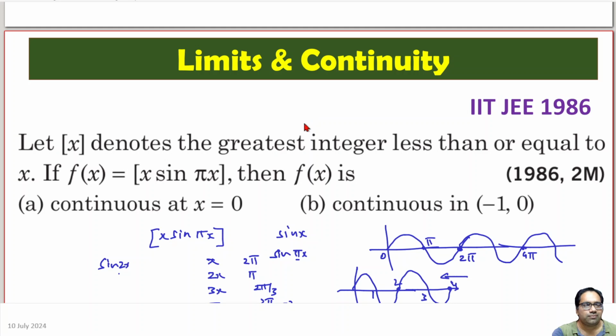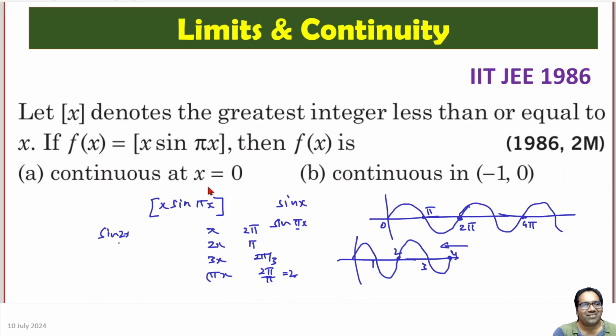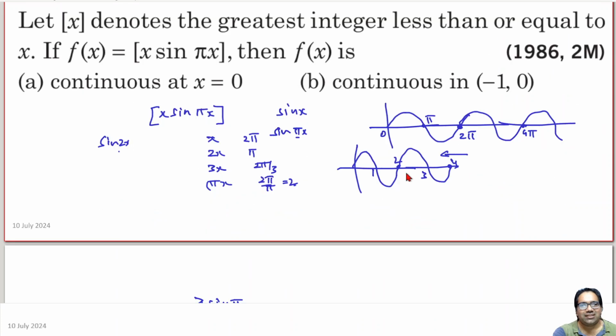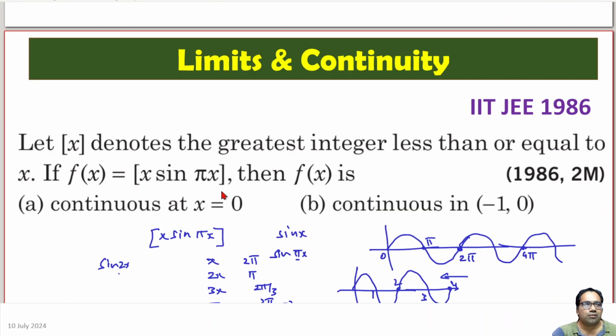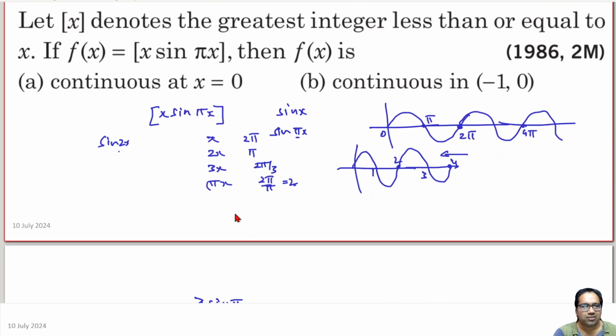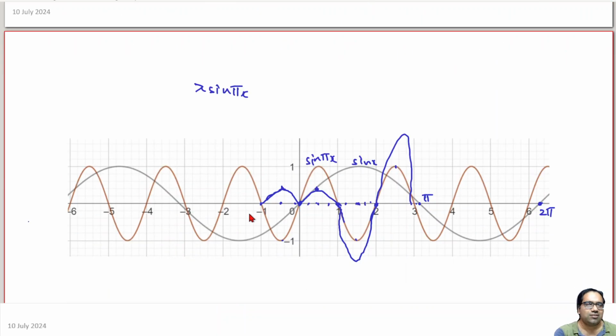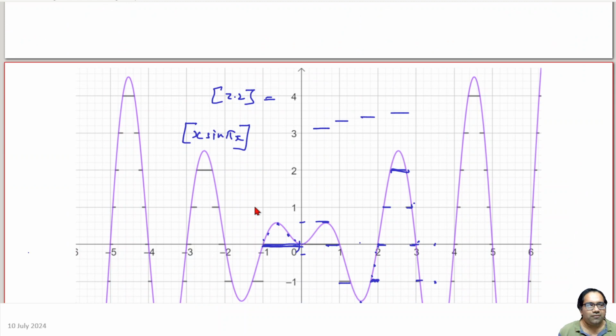Okay, so now the question was actually much simpler. We didn't need to analyze the entire graph of the entire function. You are just asked whether it is continuous at x equal to 0 and between -1 and 0. Right, both are open brackets. We have figured out that at x equal to 0, obviously both sides it is 0, right? This black one, the greatest integer function of this function at x equal to 0, before 0 and after 0, is all straight lines, right? So at x equal to 0, it is continuous.